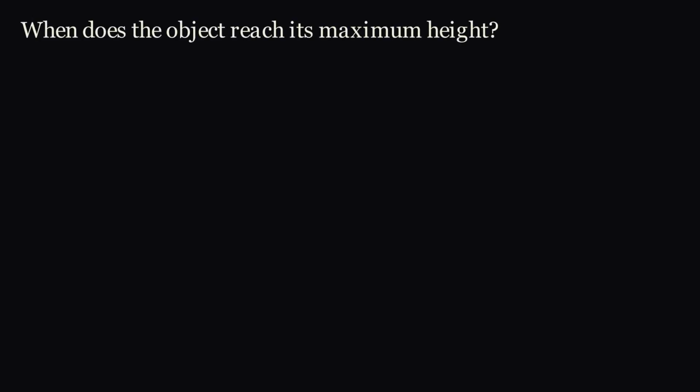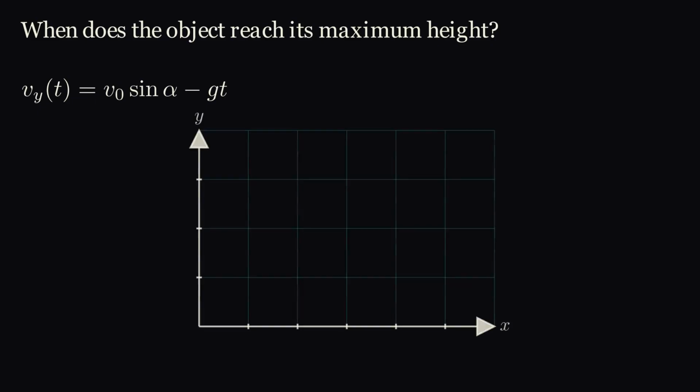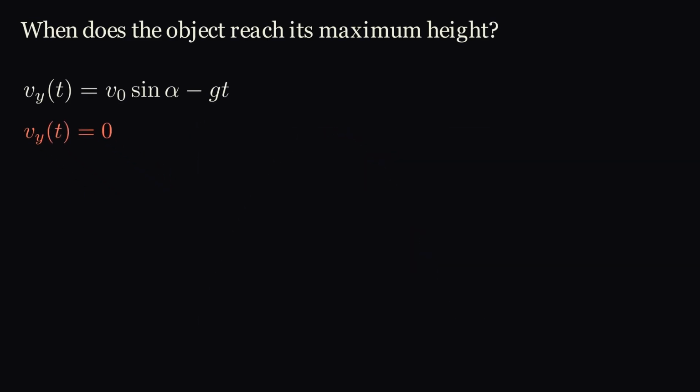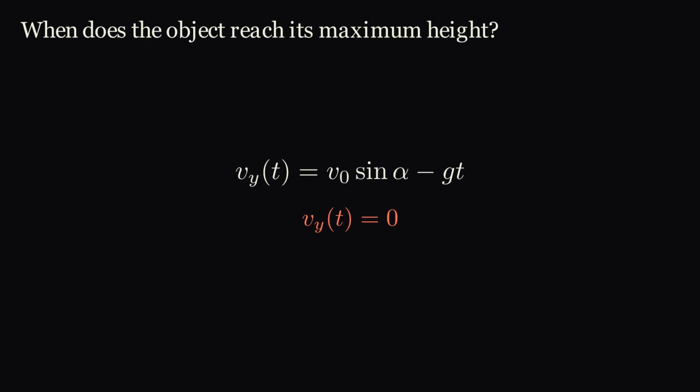For the first question, we use the formula for the vertical velocity. Vy of t equals v0 sine alpha minus gt. This formula tells us how the vertical velocity changes with time. When the object reaches its maximum height, for a brief moment, its vertical velocity becomes zero. After that, gravity makes it start falling back down. So we impose the condition, Vy of t equals 0.